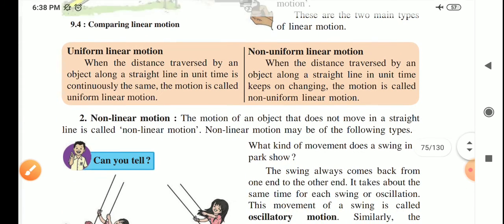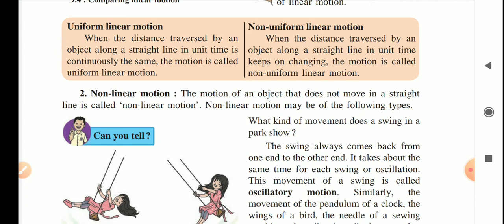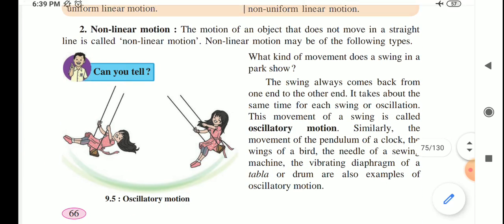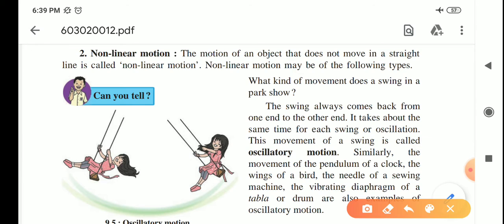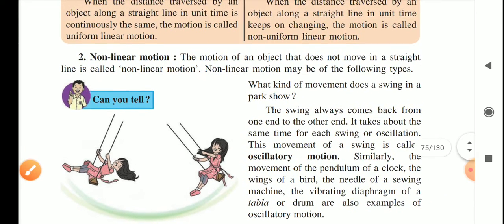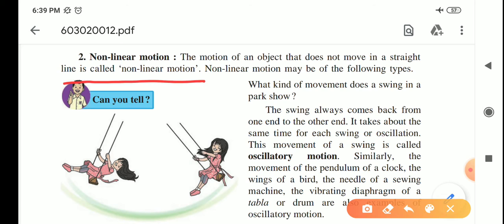Now let's see what is non-linear motion. What is meant by non-linear motion? Here in this example you can see one girl is playing on a swing. The original position of that swing will be this one, and the swing moves from one end to the other end like this. So the motion of an object that does not move in a straight line is called non-linear motion. The motion is not along a straight line. This swing is not moving in a straight line, so this is called non-linear motion.